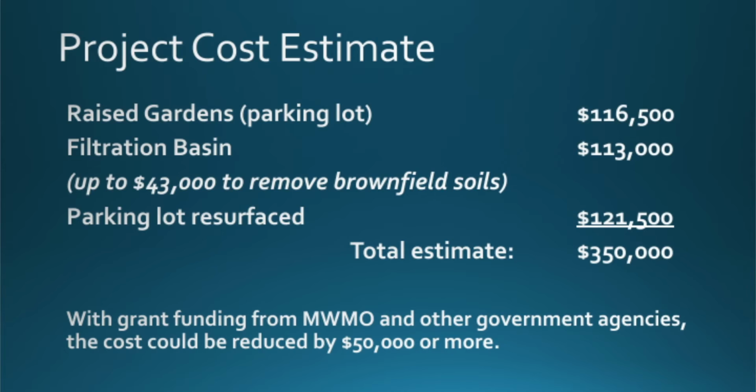So the cost of the raised gardens and this new entrance area here, $116,500. The filtration basin is $113,000, of which our consultant estimates that $43,000 will just be to excavate the brownfield and haul it to a toxic waste dump. So that has to be hauled out of the cities some distance. And then the parking lot resurfaced, $121,500. That's a total of $350,000.